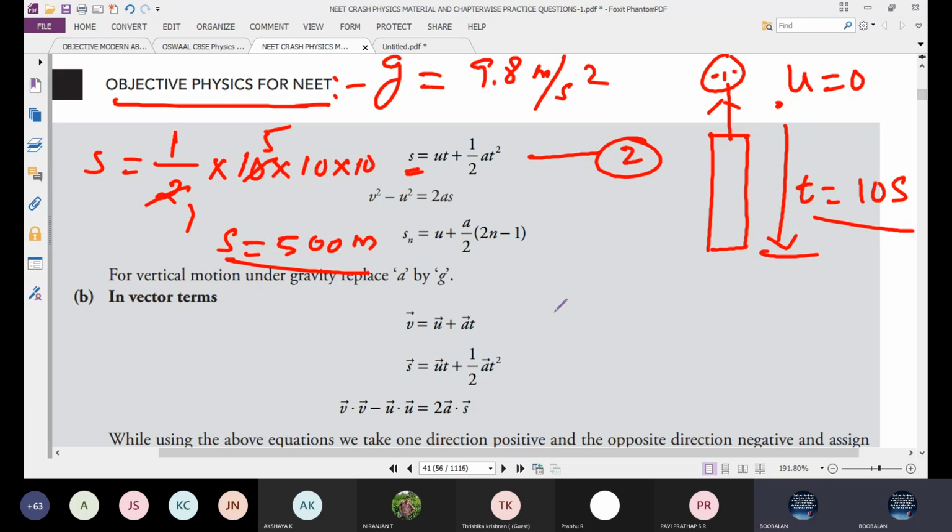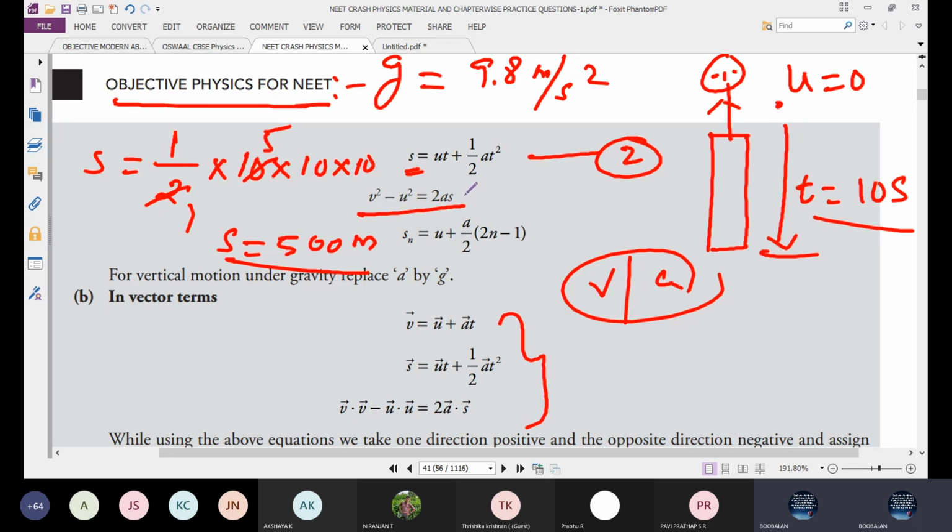Next one, the same in vector form. Three equations of motion in vector form. That is v vector equals u vector plus a vector t. S vector equals u t plus half a t squared, in vector form. Velocity and acceleration are vector quantities, that alone you can change. That's all. And this one: initial velocity, final velocity, acceleration.